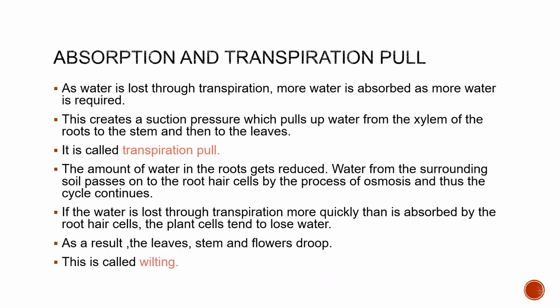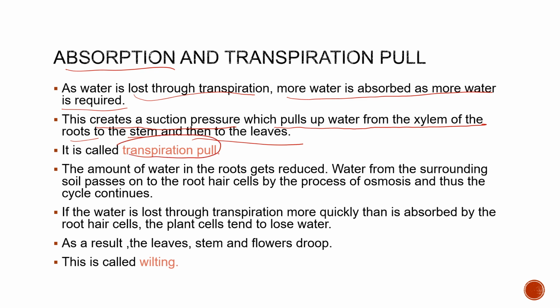So now here, absorption and transpirational pull. Now there is a direct relationship between absorption and transpiration. How? As water is lost through transpiration, more water is continuously absorbed, as water is required constantly in the plant body. This requires a suction pressure which pulls up the water from the xylem of the roots to the stem and then to the leaves. This constant pulling through suction pressure is called the transpirational pull. So the more the transpiration, the more the absorption and the more the transpirational pull.